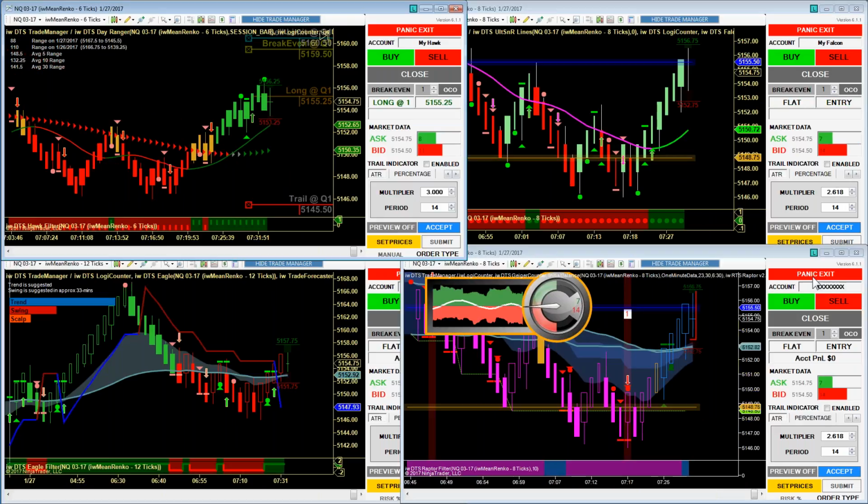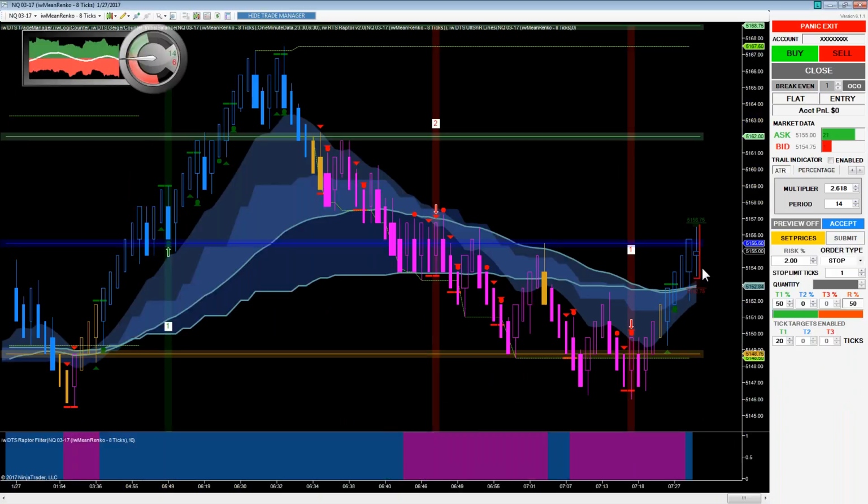Tony's looking for a swing lower so that he can adjust his stops a little bit. I'm assuming his stops are a little bit higher up here.